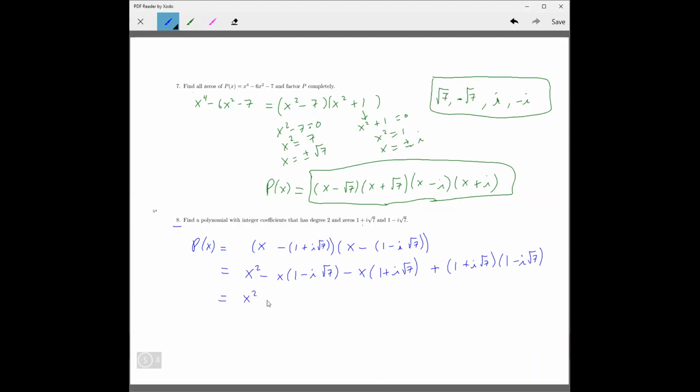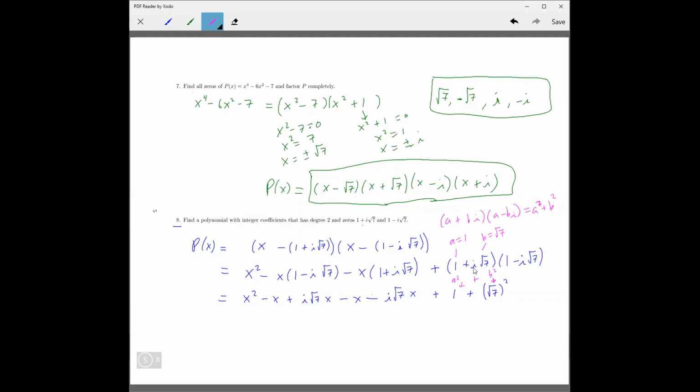Okay, and so right here, when you distribute the x, you get minus x plus i root 7 x, and then minus x here, and then minus i root 7 x. And then here, this is going to give you 1 squared plus root 7 squared. Remember, let me refresh your memories: when you have a plus bi times a minus bi, that is going to be a squared plus b squared. And so a is 1 and b is root 7. That's why we got a squared plus b squared right here.